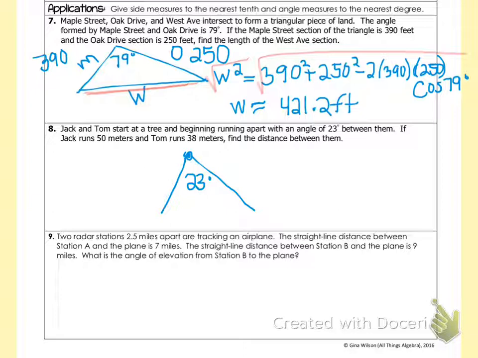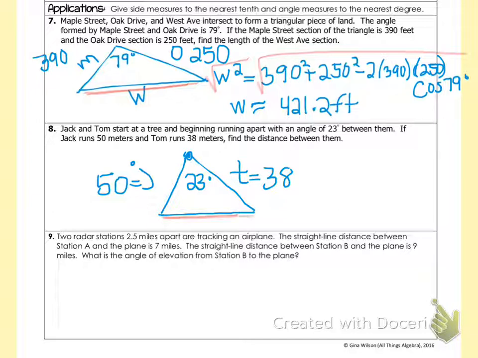Let's say this is Jack, and this is Tom on the other side here. And they're running away from each other in opposite directions, with 23 degrees between them. If Jack runs 50 meters and Tom runs 38, so we know what these lengths are, find the distance between them. So by the time one goes 50 and one goes 38, how far apart are they?